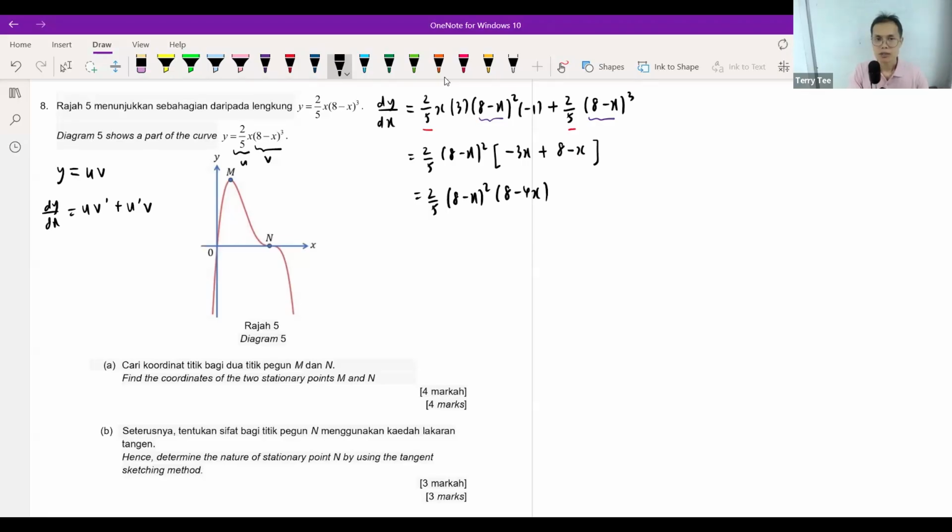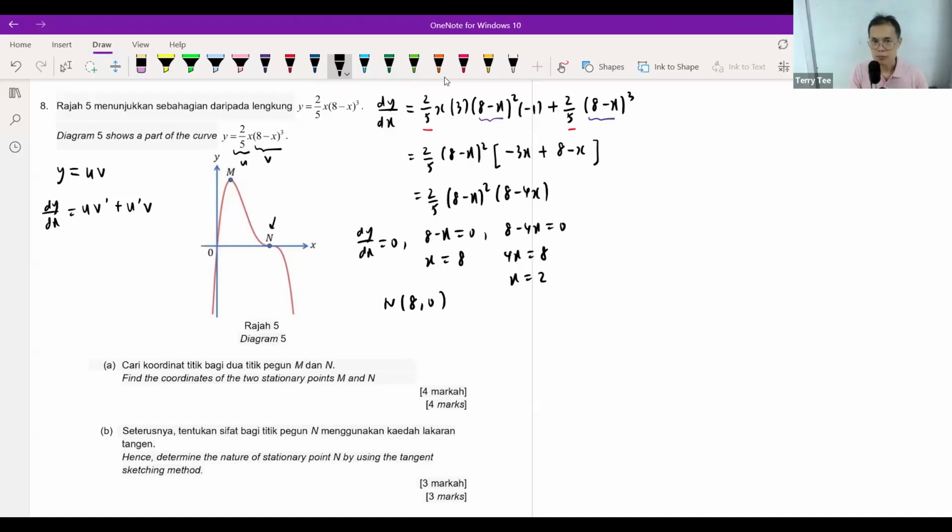Now at the turning point, the gradient dy/dx is 0. Imagine if this is 0, the 2 over 5 you bring over is still 0, it doesn't matter. So what matters is this: your 8 minus x must be 0, and your 8 minus 4x must be 0. So your x is either 8, or 4x equals 8, x equals 2. Yeah, you have two turning points. So I can tell you that your turning point for N is (8, 0). No need to calculate because we know it sits on the x-axis. So your N should be (8, 0).